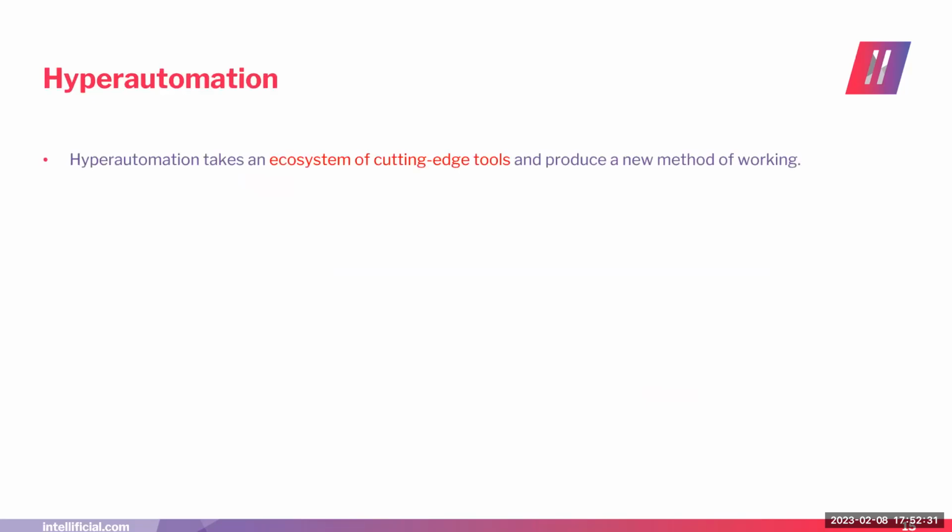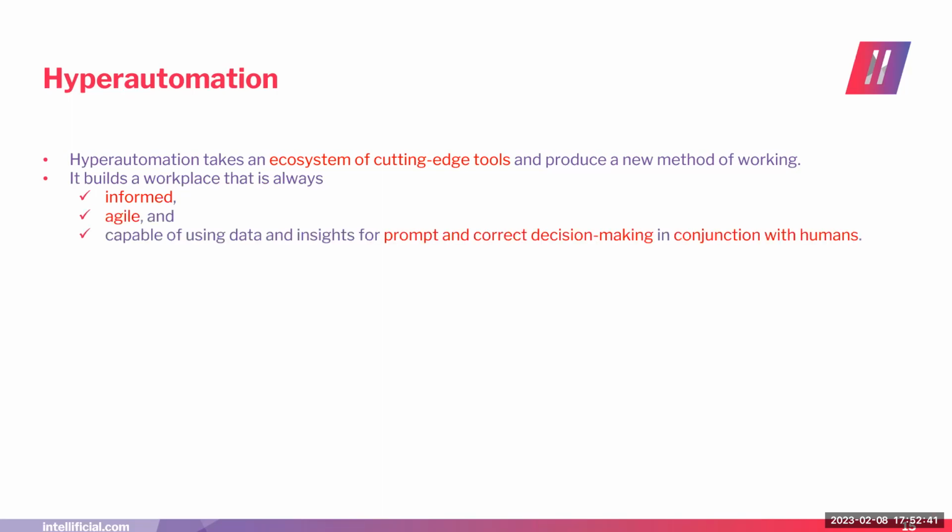So hyperautomation takes an ecosystem of all these cutting edge tools and produces a new method of working. It builds a workplace that is always informed, agile, and capable of using data and insights for prompt and correct decision making in conjunction with humans. That is the most important part. It never takes any decisions without humans. It always involves humans for the ultimate decisions. And this is where humans will stop doing repetitive work and instead be involved in more strategic work like decision making and emotional intelligence.